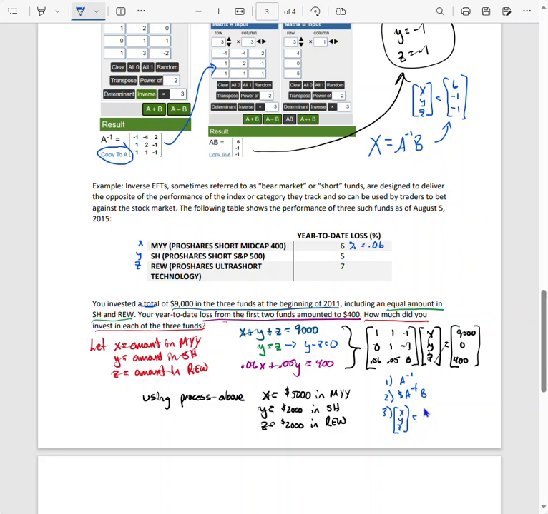Step 3, I'll end up with X, Y, Z equals 5,000, 2,000, and 2,000. That tells me that I invested $5,000 in ProShare Short Midcap 400 and $2,000 each in ProShare Short S&P 500 and ProShares Ultra Short Technology.